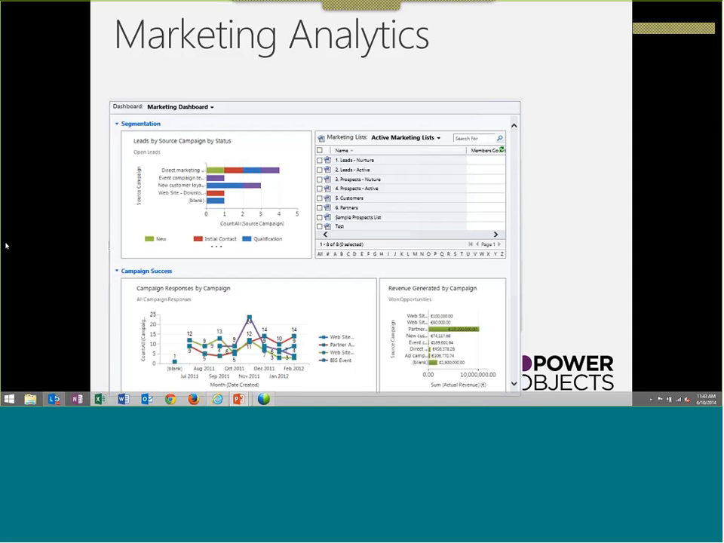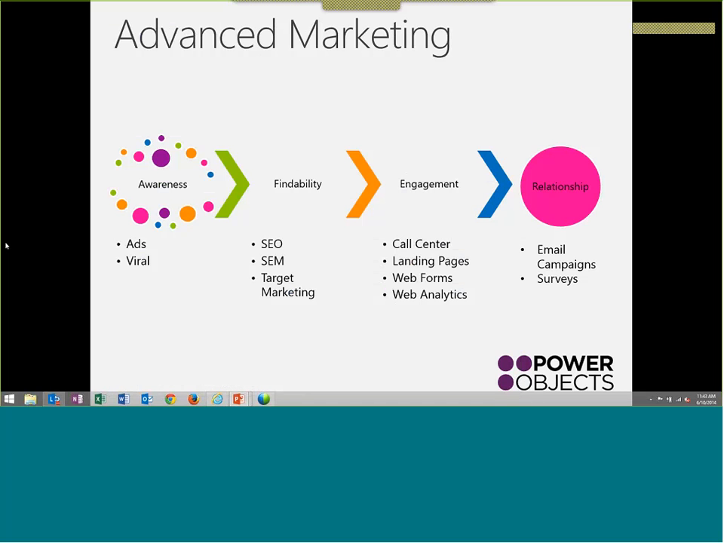So where people do get confused is in the advanced marketing area, and we want to just talk to that for a little bit. We at PowerObjects, when we talk to marketers, we never tell marketers CRM is going to solve all your problems, because CRM comes into play when you actually know who you're talking to and you have some interaction between sales and marketing in that regard.